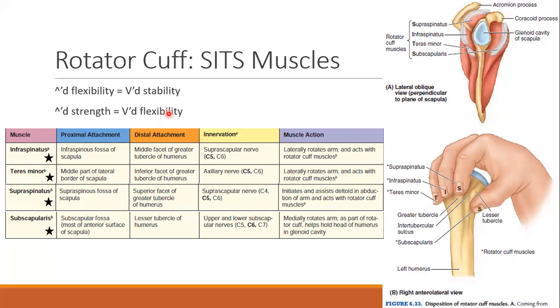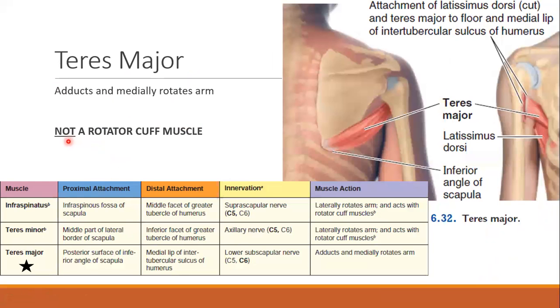So it's important to note that when it comes to your rotator cuff, the reason why we have these muscles there is to give us flexibility and stability. However, the more that you increase flexibility, you end up decreasing stability. And the more you increase stability, you end up decreasing flexibility. So you're trying to give a balance between flexibility and stability at this particular site, at this joint.